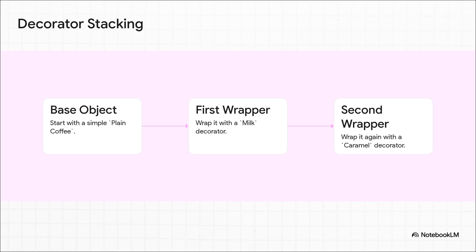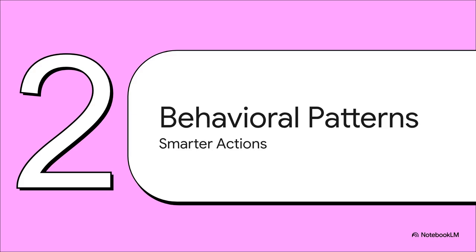It's unbelievably flexible. And it's a perfect example of a huge design principle. Your classes should be open for extension, but closed for modification. We just added all this new functionality without touching a single line of the original coffee code. That's powerful. Okay, so we've seen how to build things flexibly. Now let's switch gears and talk about behavioral patterns.